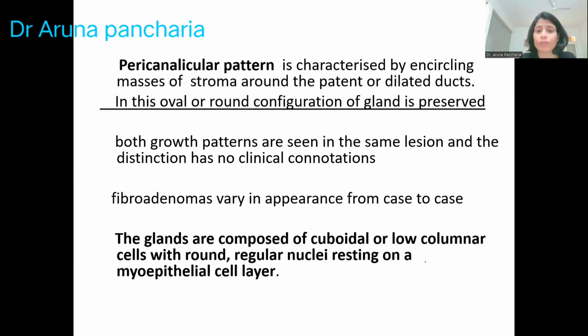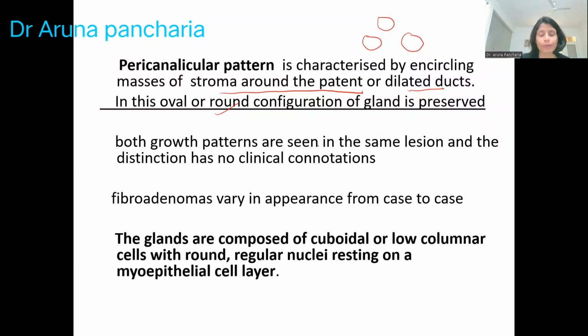And the pericanalicular pattern is characterized by encircling masses of stroma around the patent or dilated duct. So in low power, we can appreciate it as a rounded duct. And here the oval or round configuration of the gland is preserved. Both patterns are seen in the same region, and the distinction has no clinical significance. Fibroadenoma varies in appearance from case to case.